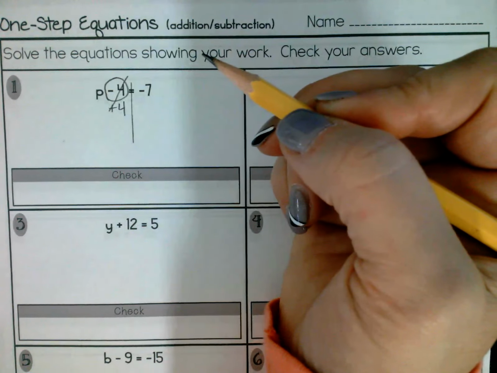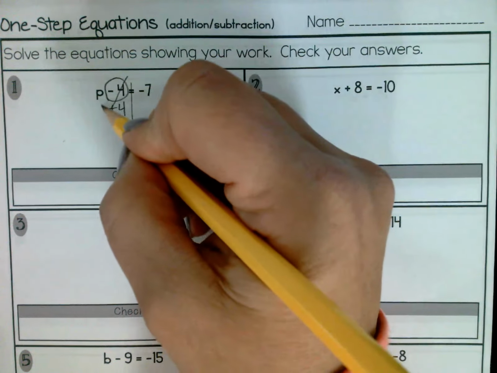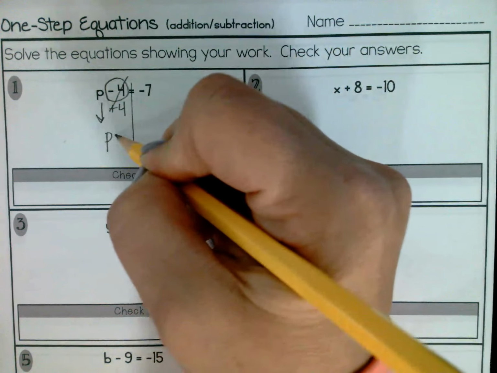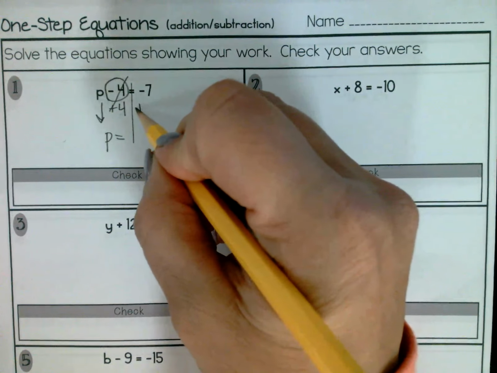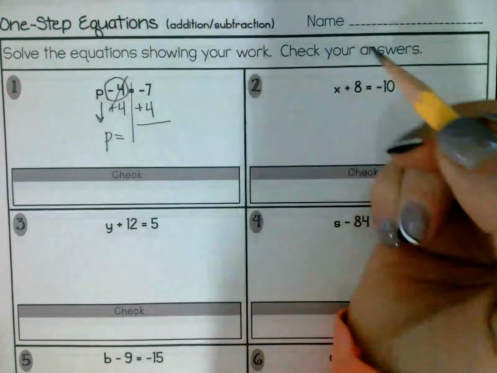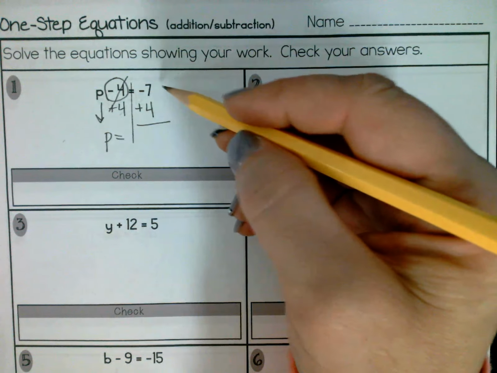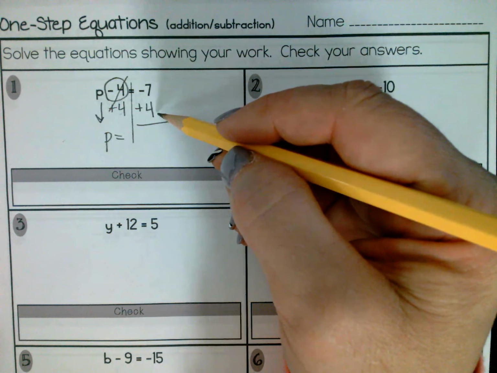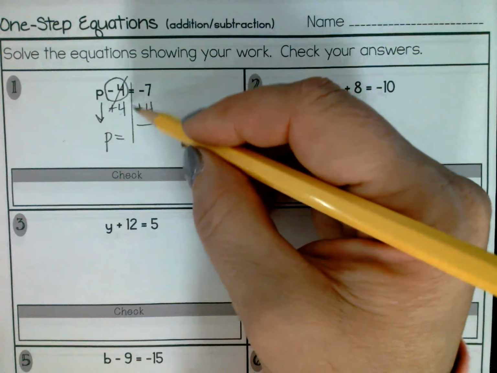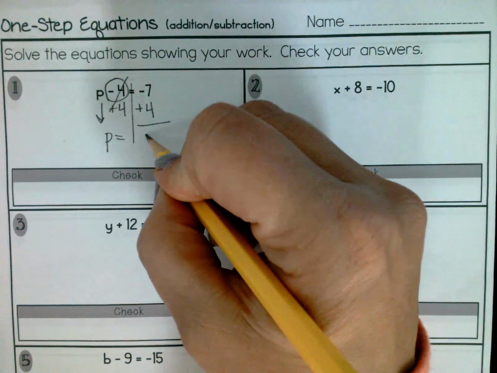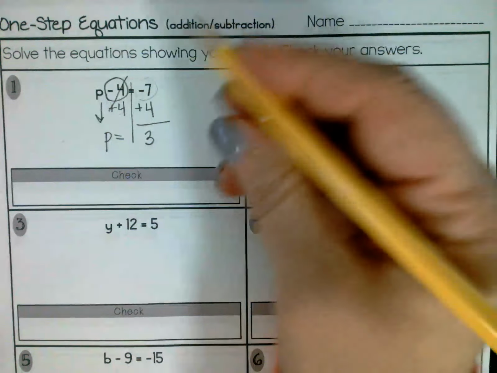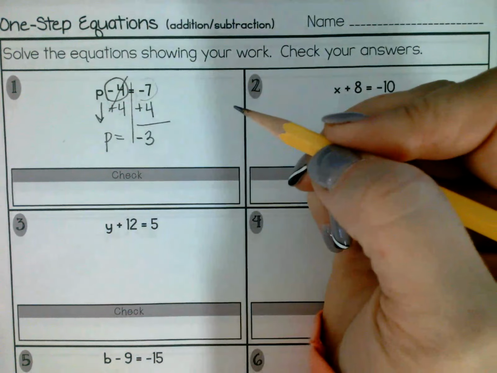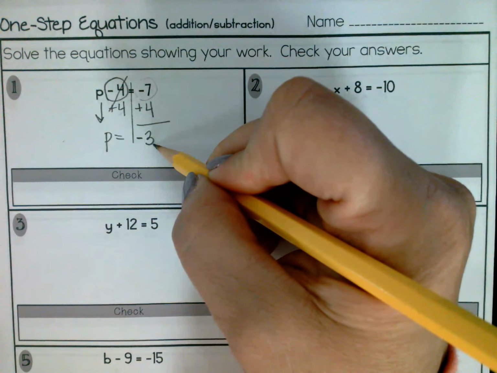When I combine those, I make a zero pair. They're gone. I am left with p. If I'm going to add 4 to this side, I need to add 4 to this side. -7 plus 4, you can think of it as signs are different, so I'm going to subtract. 7 minus 4 is 3. 7 is the bigger number, so my answer would be -3.